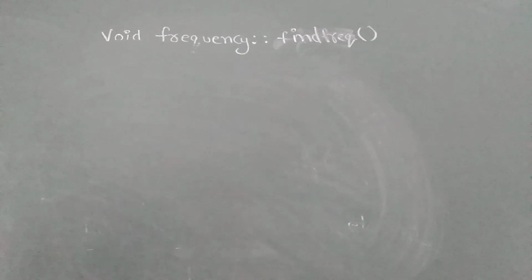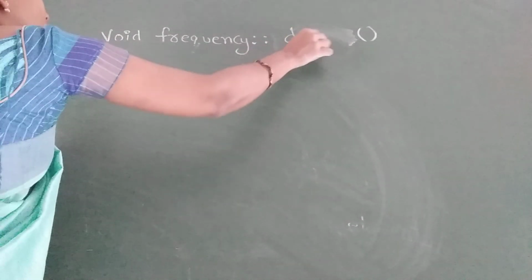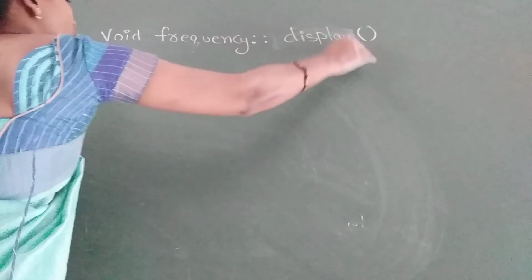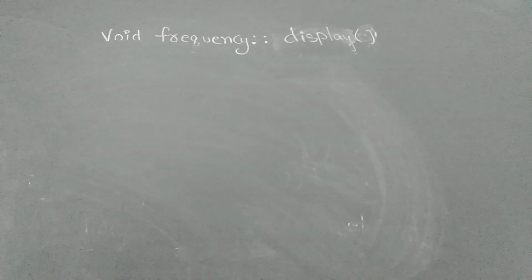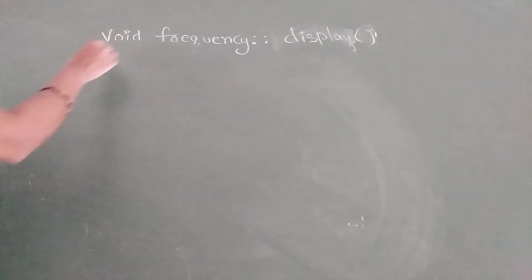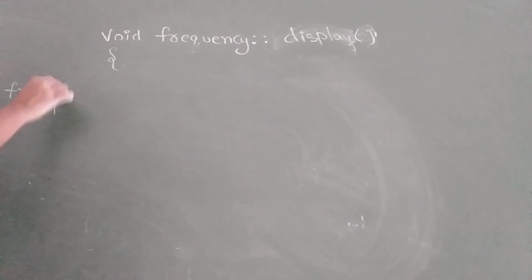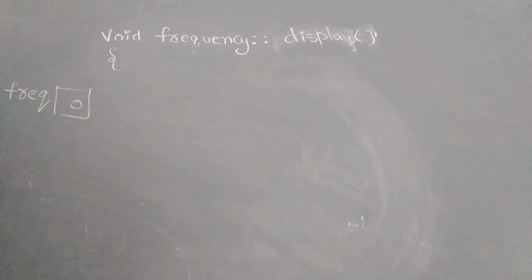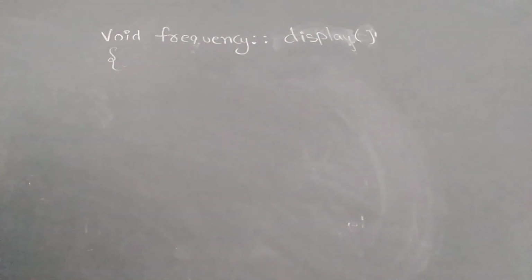Now, find frequency is done. Third function is display. Third function is display of. This gap shouldn't be there. So now, next in display, what are we telling? See, in the frequency memory location, if 0 is there it means the element is not there. If 0 is not there and some other number is there, we have to tell that position. Okay?